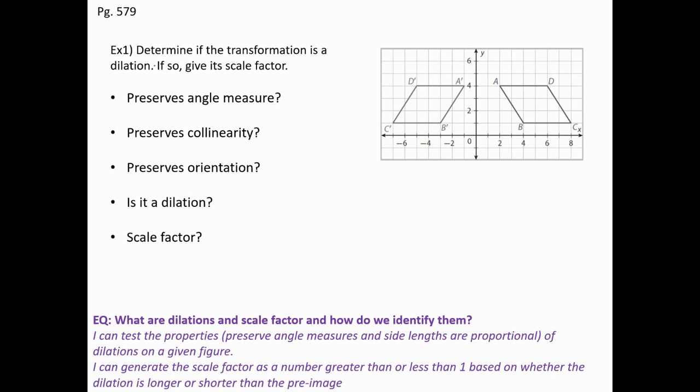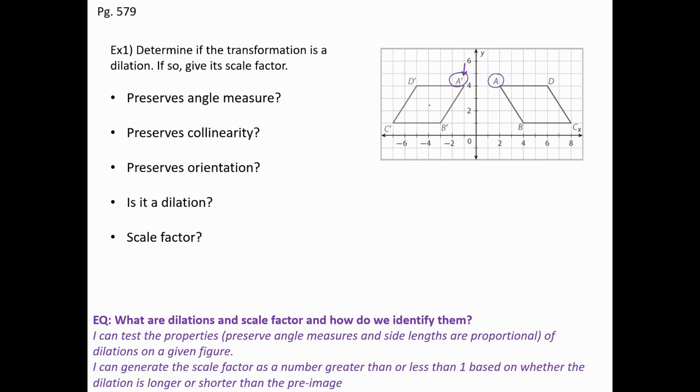So does it preserve angle measure? So as I look, I'm wanting to match up like A to A prime, because remember A would be the original. The ones with the primes, those are the copies or the after result. So the original is the original letters A, B, C, D.